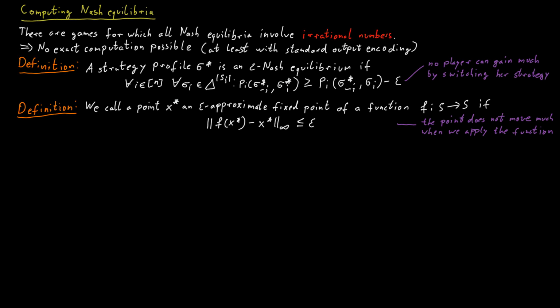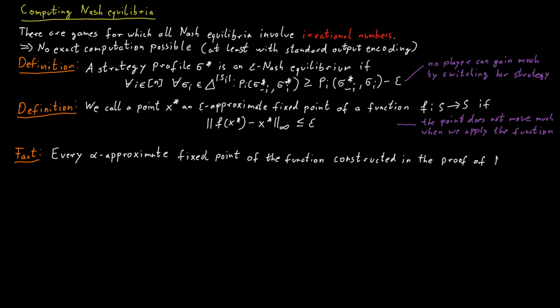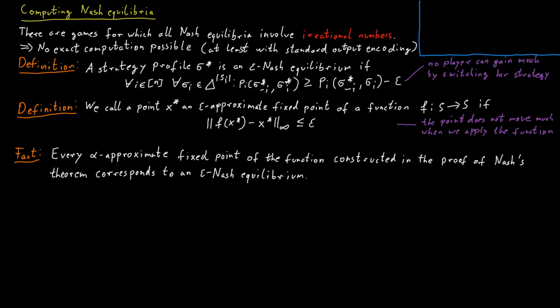And now I will tell you a fact. And I will not prove this fact, I will just state this. And the fact is that every alpha approximate fixed point of the function constructed in the proof of Nash's theorem. Remember our previous video about the proof of Nash's theorem? Corresponds to an epsilon Nash equilibrium. And of course now I have to tell you what alpha is. And alpha in this case is epsilon divided by d squared times p max squared.